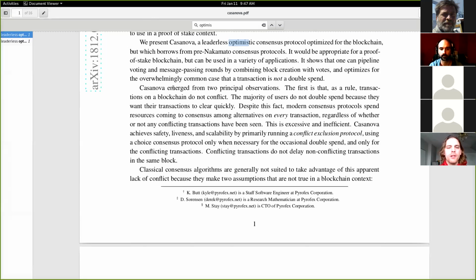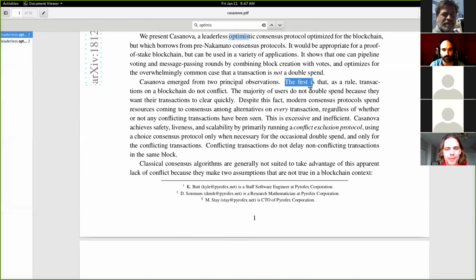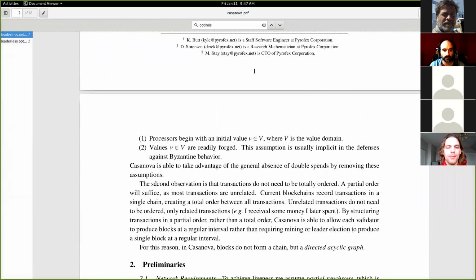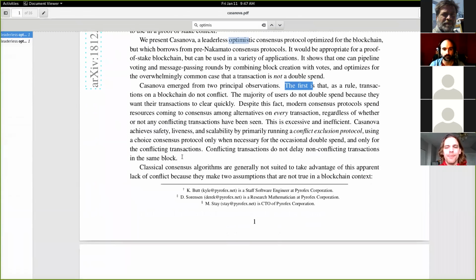So Casanova emerged from two principal observations. When I read something like that, I always like to orient myself. Wait, I see the first one here, but I didn't see the second one anywhere. Maybe it's not till the next page. Oh yeah, here we go. All right, cool. So we've got two paragraphs about the first observation.